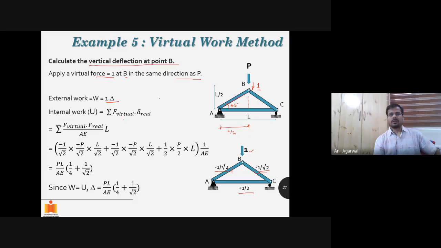Similarly we can solve for P. If I apply a load P, then what will be the forces here? All the forces will be multiplied with P. Instead of 1, you substitute P, so the forces will also be multiplied with P. I'm not writing that again. That is understood.